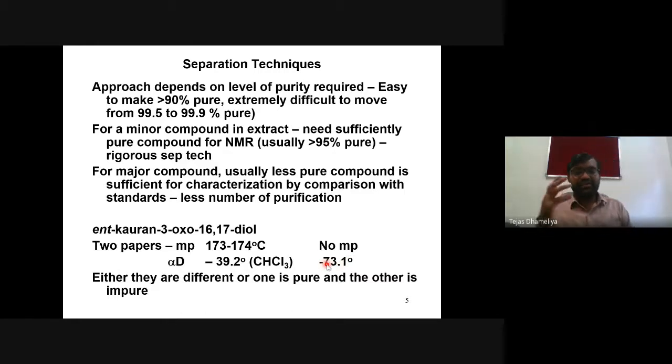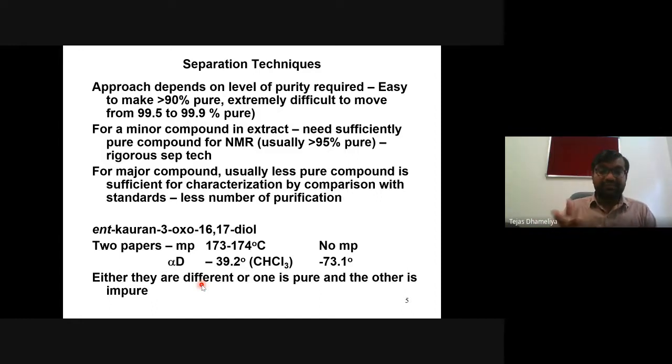Okay, so you people will be in a dilemma: one paper says melting point 170, while the other does not give a melting point at all. One says optical rotation about 40, while the other paper says optical rotation minus 73, a levorotatory substance. So either both the results are wrong or one of the results is wrong.